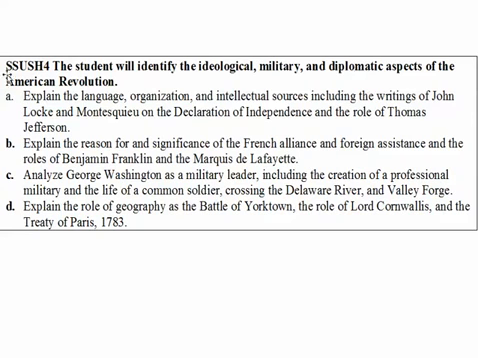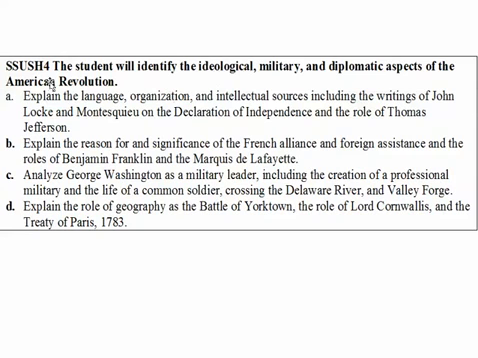So this stem up here, we need to tie A, B, C, and D back into this whole stem, because this is what you need to be able to do when you take the EOCT: identify ideological, military, and diplomatic aspects of the American Revolution. This first one, ideological aspects of the American Revolution, is going to be the longest. I'm going to have to break it down.